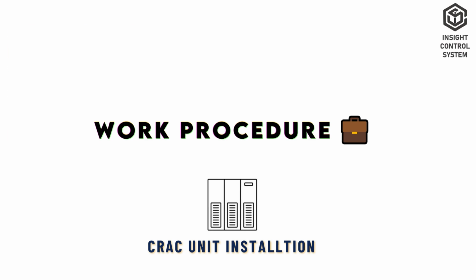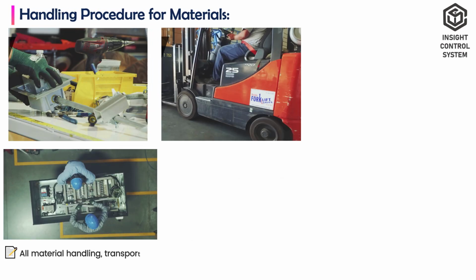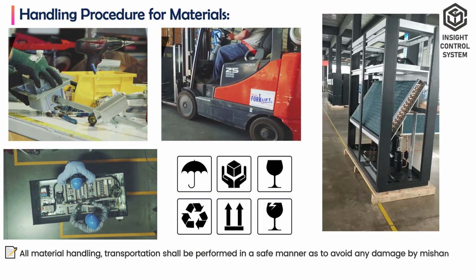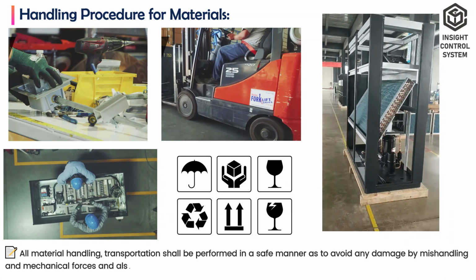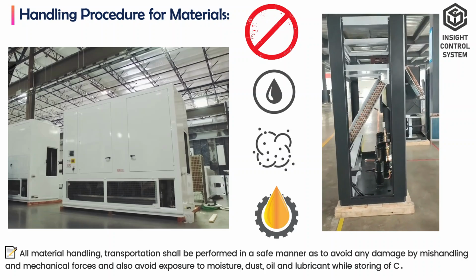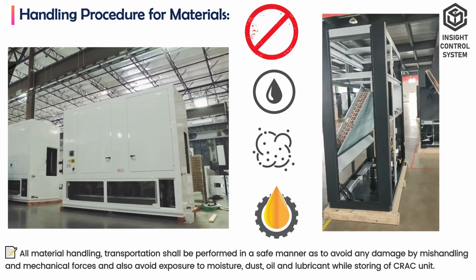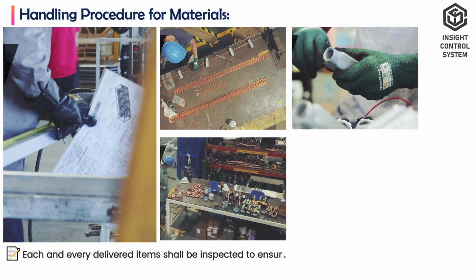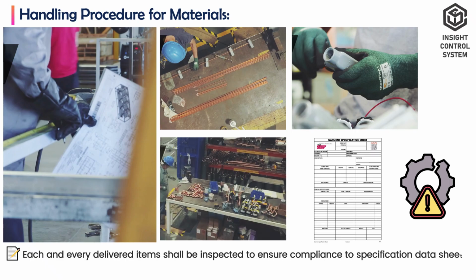Work procedure. All material handling and transportation shall be performed in a safe manner so as to avoid any damage by mishandling and mechanical forces, and also avoid exposure to moisture, dust, oil, and lubricant while storing the CRAC unit. Each and every delivered item shall be inspected to ensure compliance to specification data sheet and free from damages.